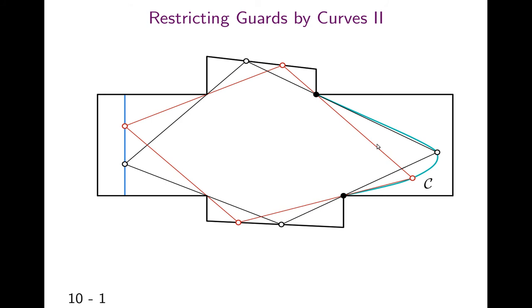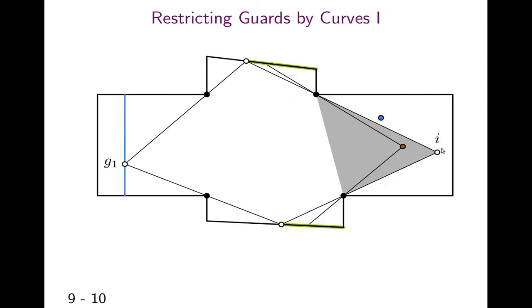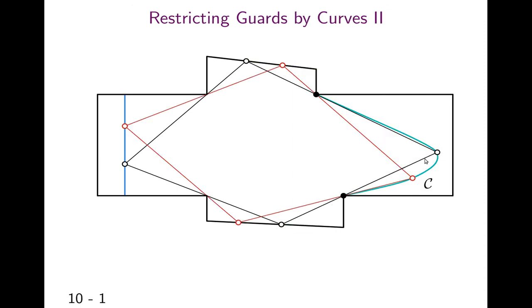So now I'm ready to define C. C is the locus of all of these intersection points I. We look at all positions of G1, and each position gives us an intersection point here, and if we take the union of those, we get a simple curve C, which is even x-monotone. I will not prove this, so forget that I said it.